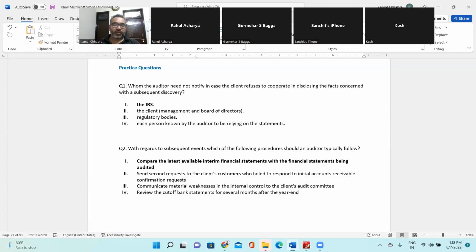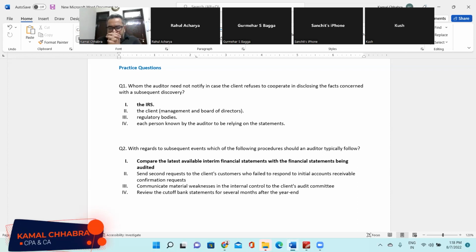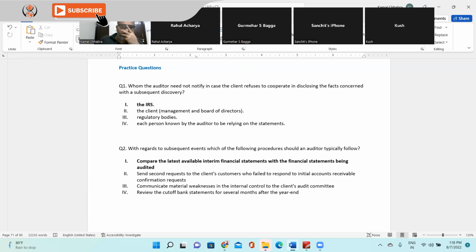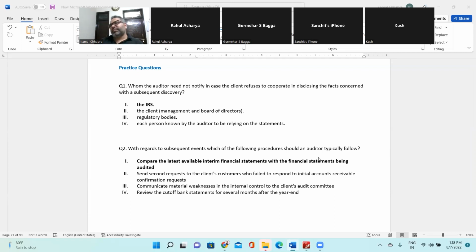There might be some answers that look right, but you need to select the best right answer here. It's first and fourth, but first is more appropriate because while preparing interim financial statements, bank cutoff statements have also been checked. But how long do you test cutoff? The bank cutoff is basically at the year end.